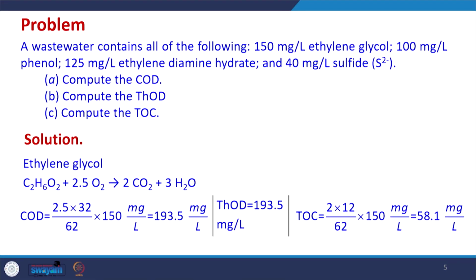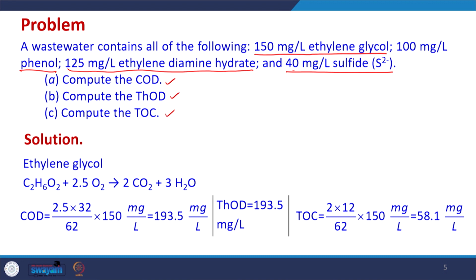Now, there may be a case where a number of compounds are present in the water with different concentrations. So, let us take that example. In this problem, a wastewater contains all of the following: 150 milligram per liter of ethylene glycol, 100 milligram per liter of phenol, 125 milligram per liter of ethylene diamine hydrate and 40 milligram per liter of sulphide. So, that means 4 different compounds are present in the water. Now, we have to calculate the COD, THOD and TOC.